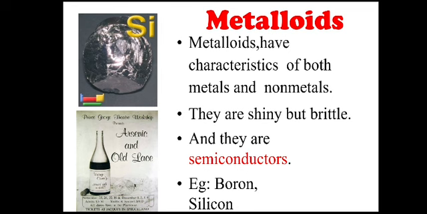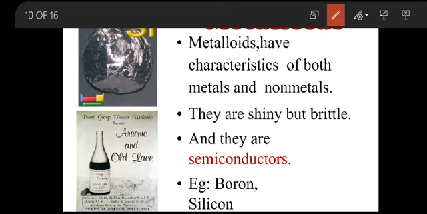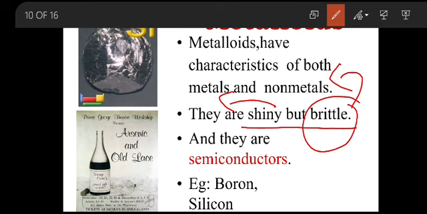So how will the metalloids be? They will be shiny but brittle. Shiny is a character of metal. Brittle is a character of non-metal. When some elements show the character of being shiny, but can be broken easily, meaning brittle, so when both these characters are observed in an element, it is a metalloid.